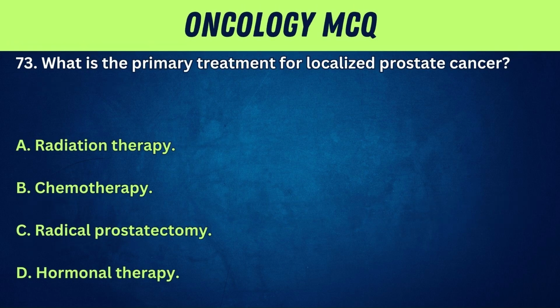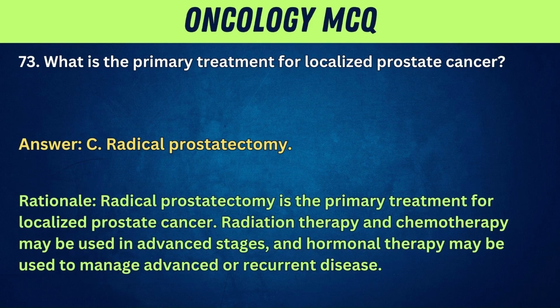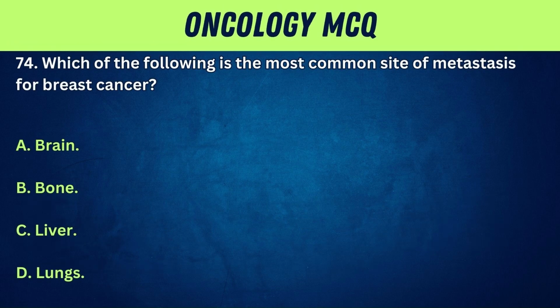73. What is the primary treatment for localized prostate cancer? A. Radiation therapy. B. Chemotherapy. C. Radical prostatectomy. D. Hormonal therapy. Answer: C. Radical prostatectomy. Rationale: radical prostatectomy is the primary treatment for localized prostate cancer. Radiation therapy and chemotherapy may be used in advanced stages, and hormonal therapy may be used to manage advanced or recurrent disease.